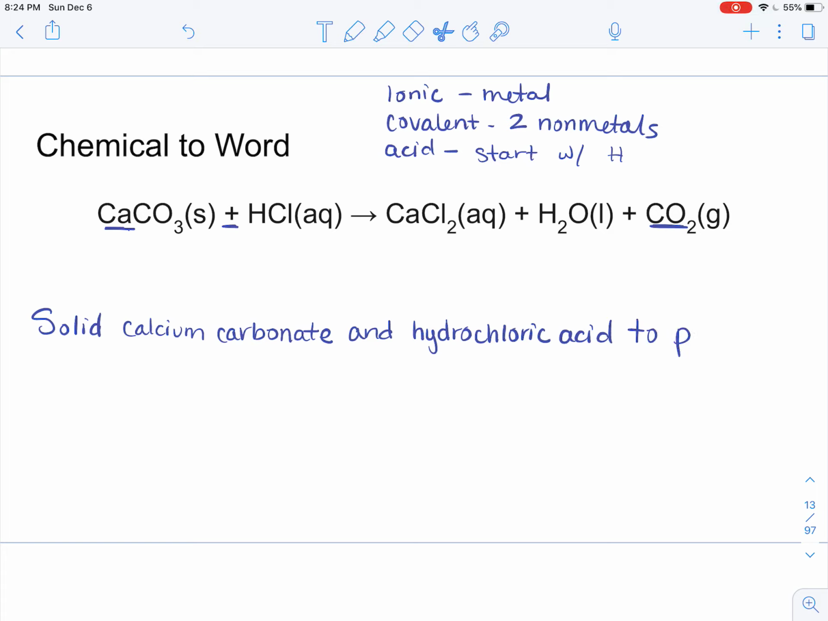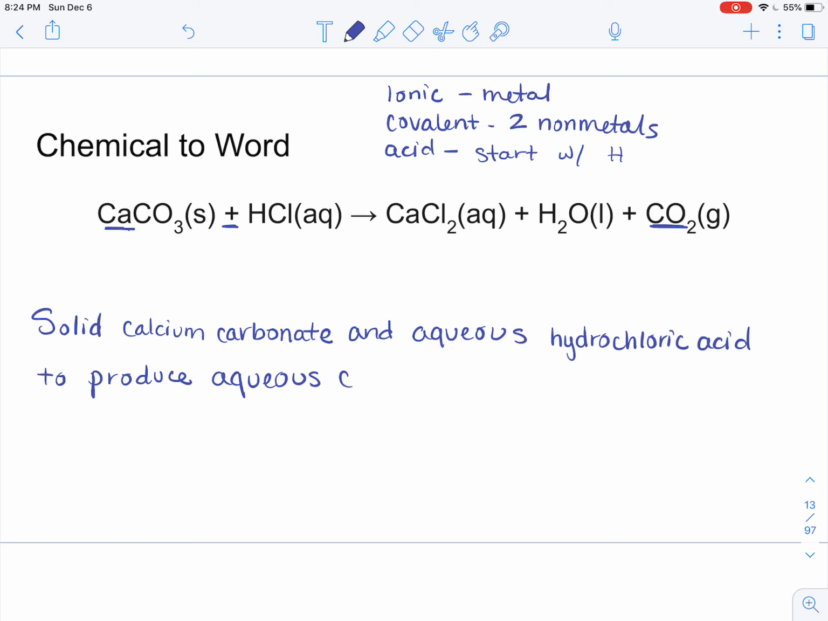Oops, I forgot. I keep forgetting my states of matter, guys. I'm going to do it a lot. Try not to do it yourself, okay? So aqueous hydrochloric acid to produce aqueous calcium chloride. CaCl2, again, calcium is a metal, so that's ionic. No prefixes, just use what you have. And water, again, you could put liquid water if you wanted to, that's really fine, but I'm just going to put water.